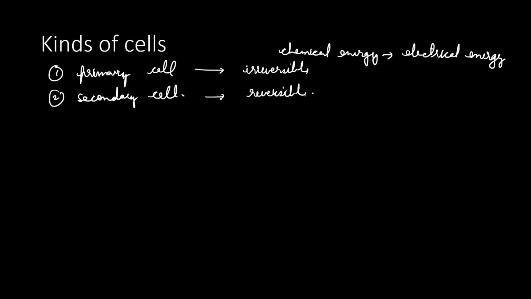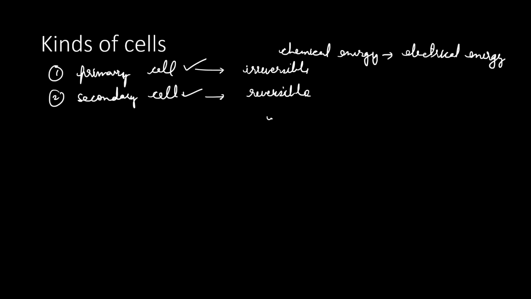That means in a secondary cell, we can charge it back. We can make it work again. But in a primary cell, once it is used, you have to replace the cell with another cell. But in a secondary cell, there is an option, we can charge it again and use it again. Like our phone battery is an example of a secondary cell. The cells that are there in your remote control of the television or the AC are primary cells. Those can't be charged again.